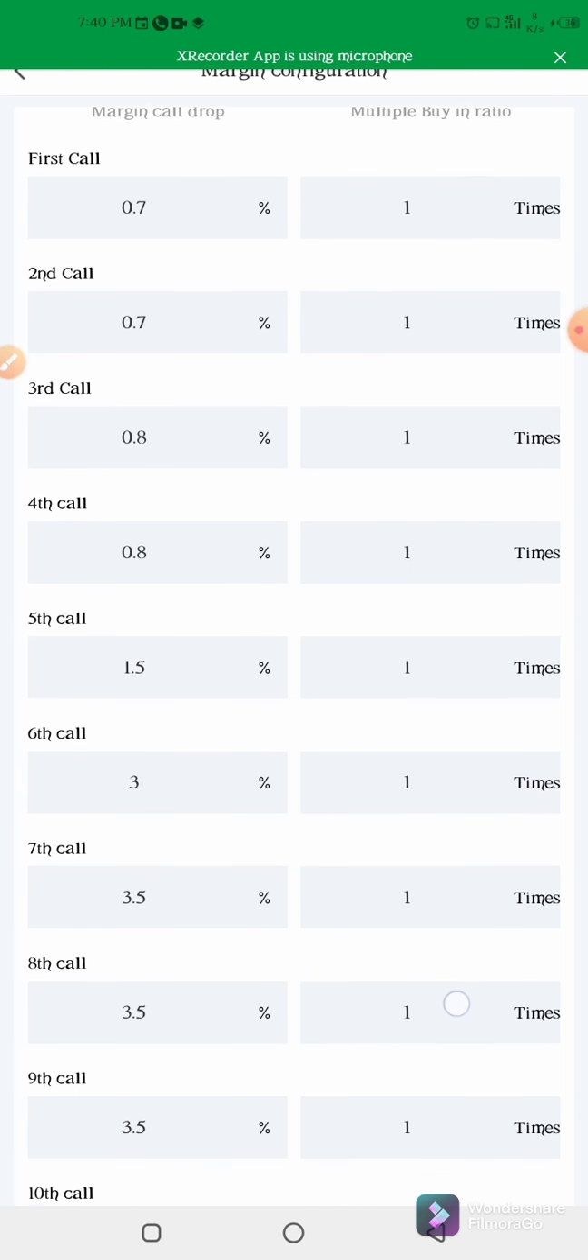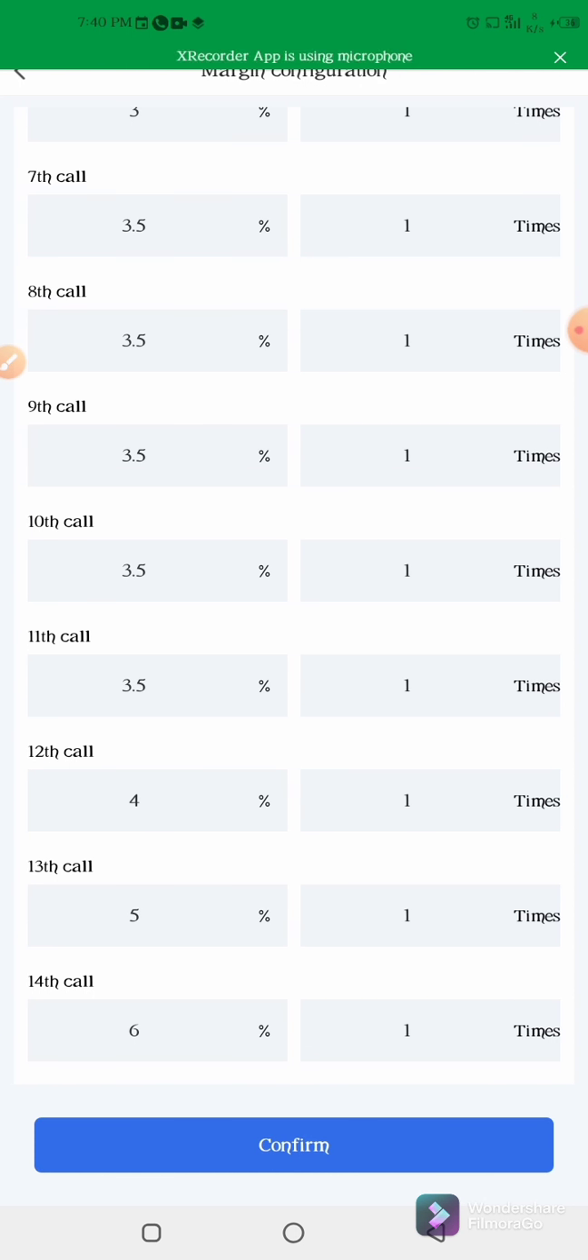So with this, you have a 40% coverage. When the market drops by 35%, you are still in trade. Till 40%, you are still in trade. Okay, you are still in trade. Bitcoin, let's say for example, it drops from the current position by 40%, you are still in trade.